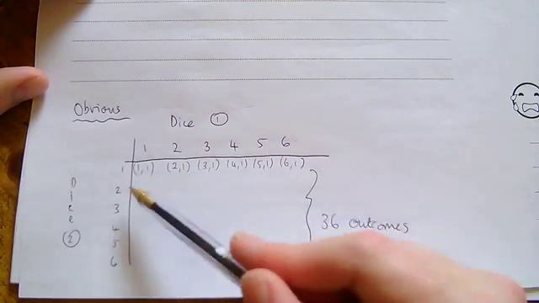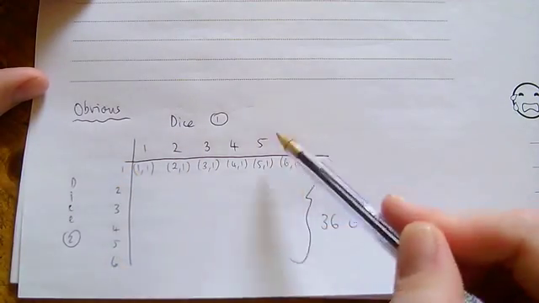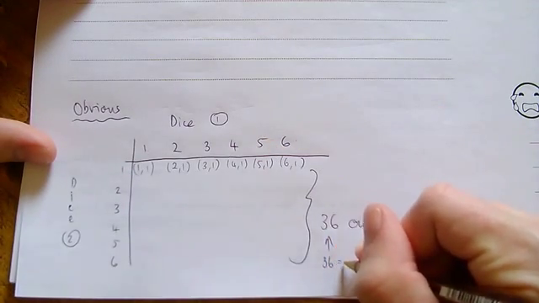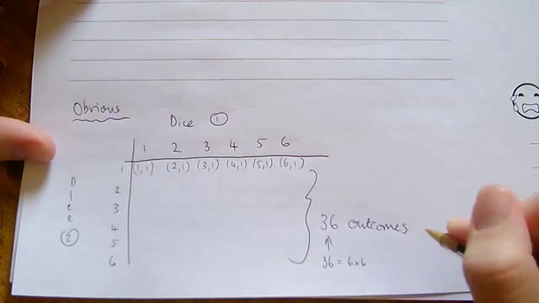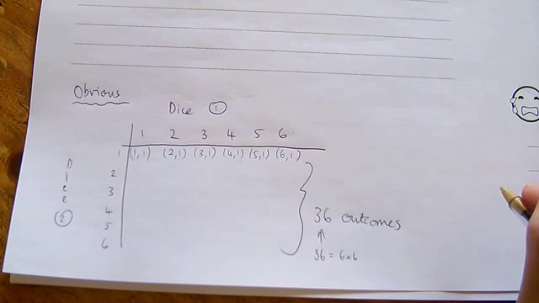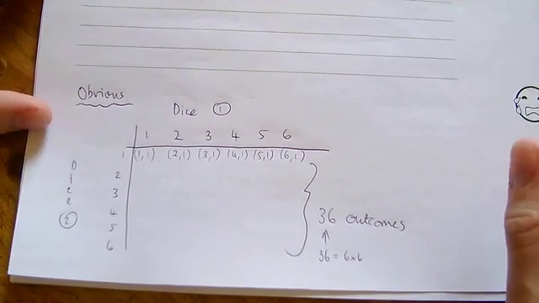And hopefully you can spot a link between the 36 outcomes and the number of outcomes on dice 1 being 6, the number of outcomes on dice 2 being 6, because 6 times 6 is 36. So 36 is equal to 6 times 6, the number of outcomes of each dice. So for instance, if I flipped a coin and rolled a dice, there's 2 outcomes from a coin, there's 6 outcomes from the dice, 6 times 2 would be 12, there'd be 12 outcomes in total.